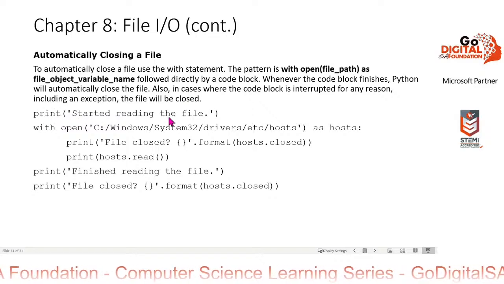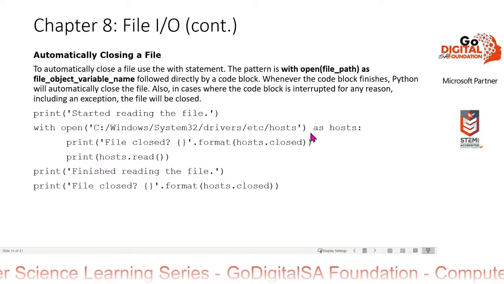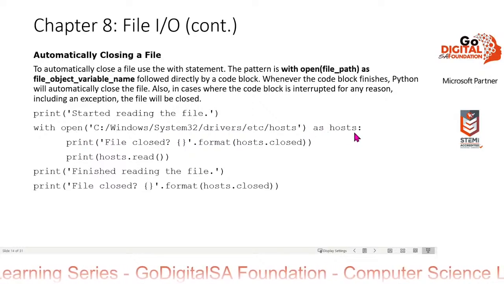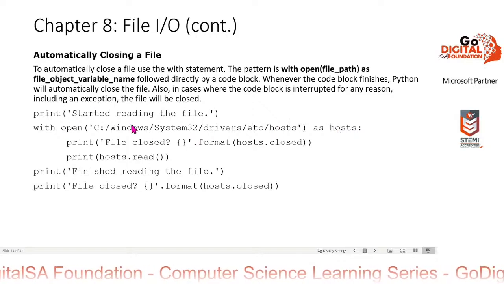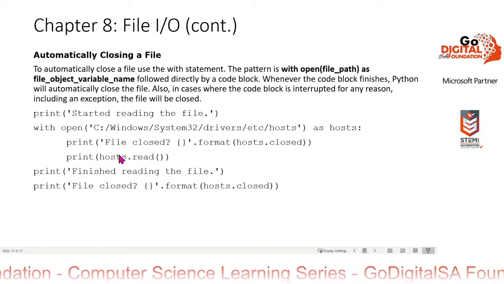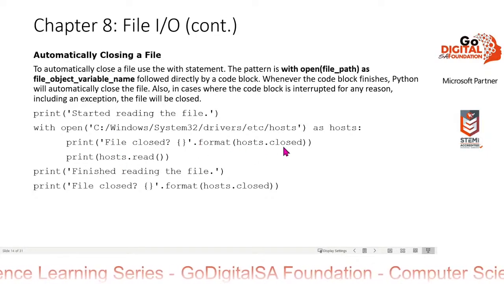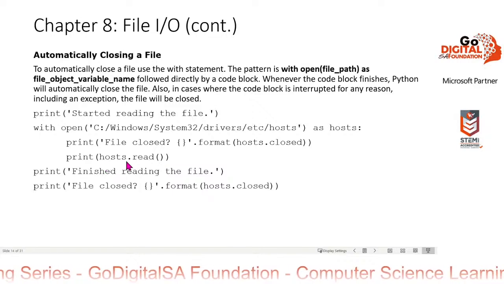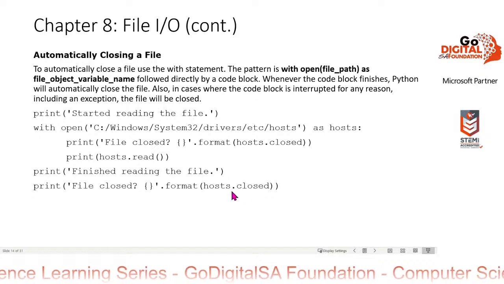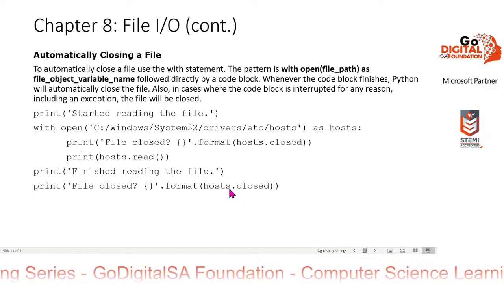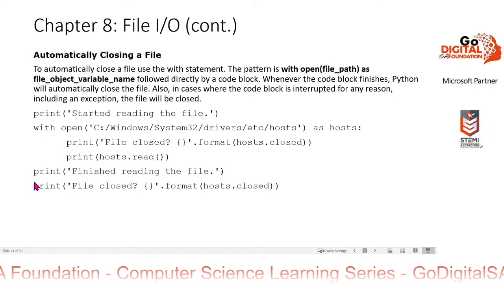Okay, so here we say print start reading a file, with open the file path as hosts. Okay, so this is going to set hosts equal to this file stream. The with statement then lets us have a block of code where we can do things, where we can print if hosts is closed, and we can print hosts.read(), and now we print finish reading the file and file closed, hosts.closed.